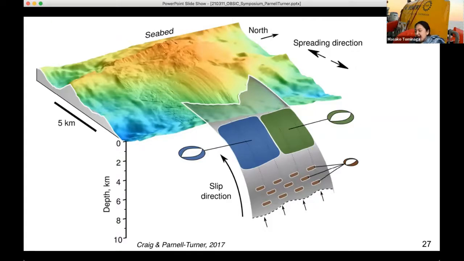And then that may relate to this nucleation, what the locking mechanism is in that area, the seismicity?